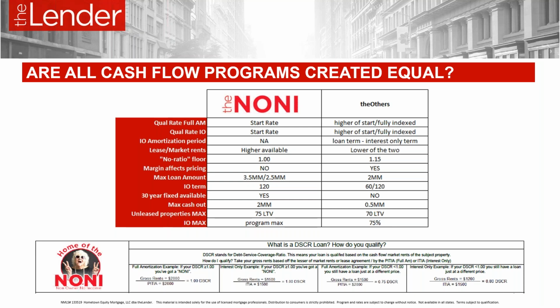We have a 10-year IO term. Our competition sits at about 5 years. We offer 30-year fixed. Not everyone does. Some of your investors just don't want to think anymore. They're older. They've got a lot of assets. They want to secure it at that 5.75 to 6.25 for a 30-year fixed. They just want to sit tight. So a 30-year fixed is important. Not everyone offers that. Unleased properties can go to 75 LTV. Our competition cuts you back to 70 and sometimes cannot do the deal at all.